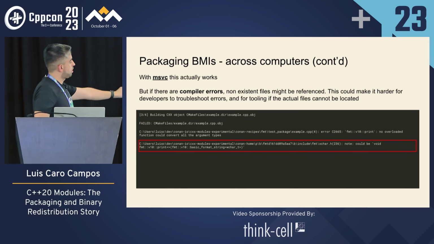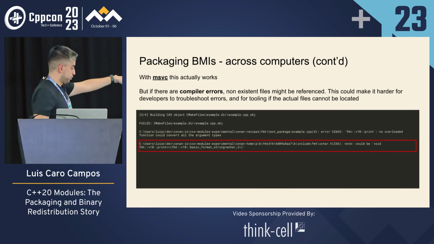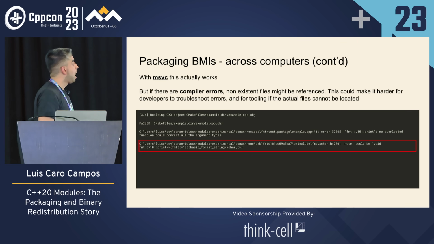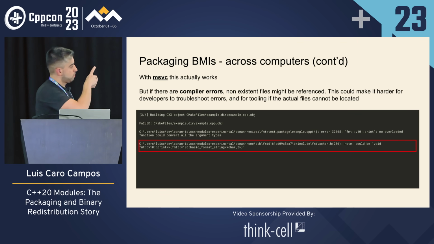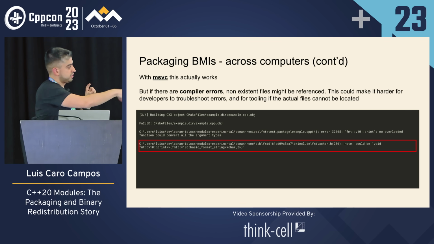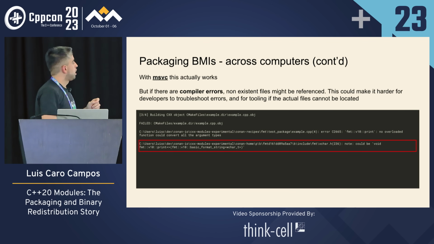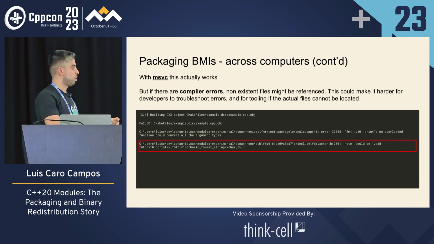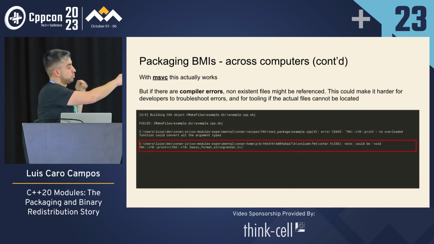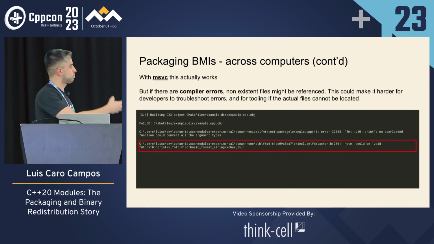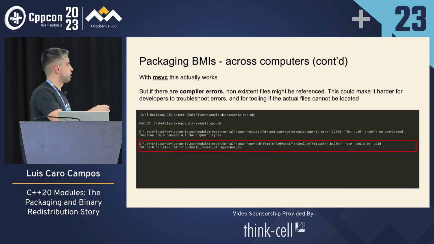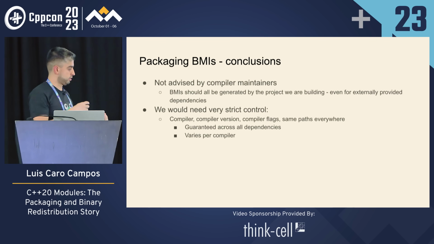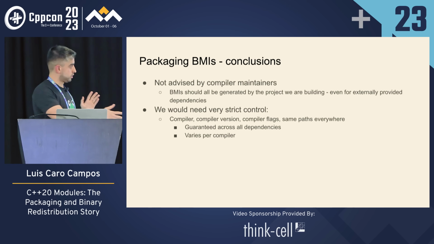So I did the same with Visual C++. I tried to fabricate something that would cause a compiler error by calling the FMT print function with the wrong type of argument. And in this case, MSVC doesn't care that the original source file doesn't exist in the current file system. But when it shows the error, it's referencing a location that doesn't exist on my machine at the moment. So if this was in the IDE, I would not be able to just double click and go and check, right? So this could be a problem for tooling as well and IDE integration. So that's yet another reason to not package the BMIs alongside, right? This is not interoperable across compilers as before.